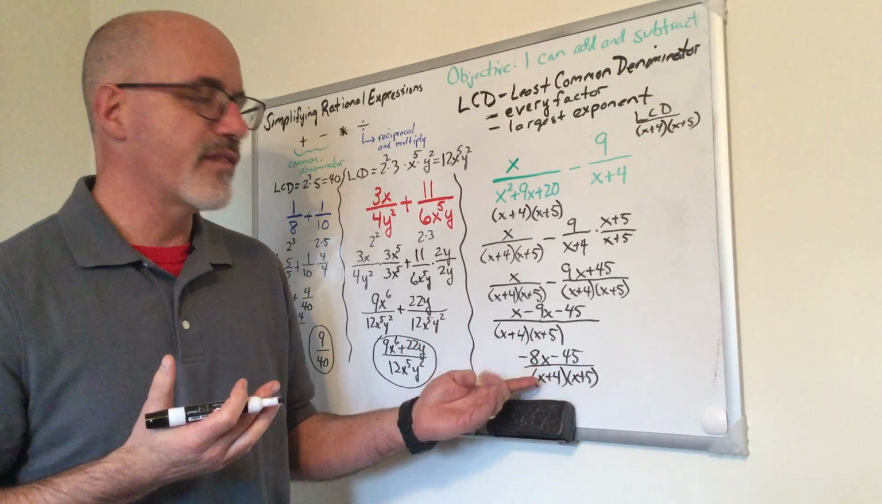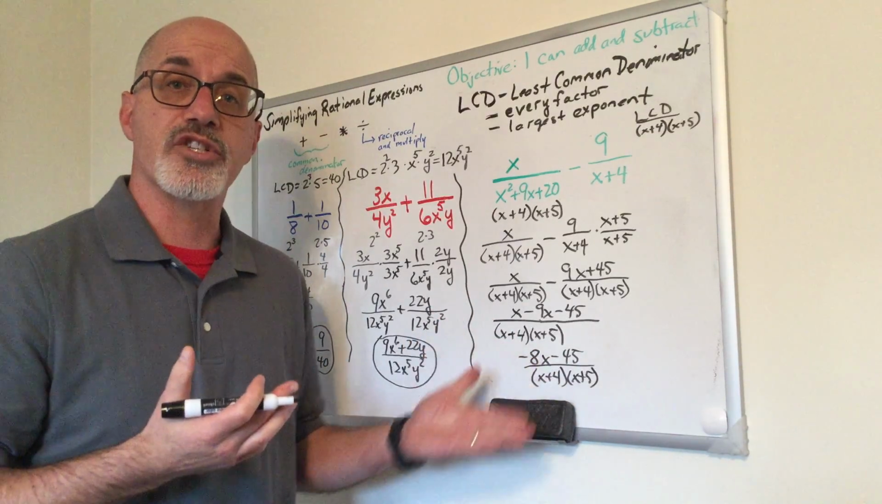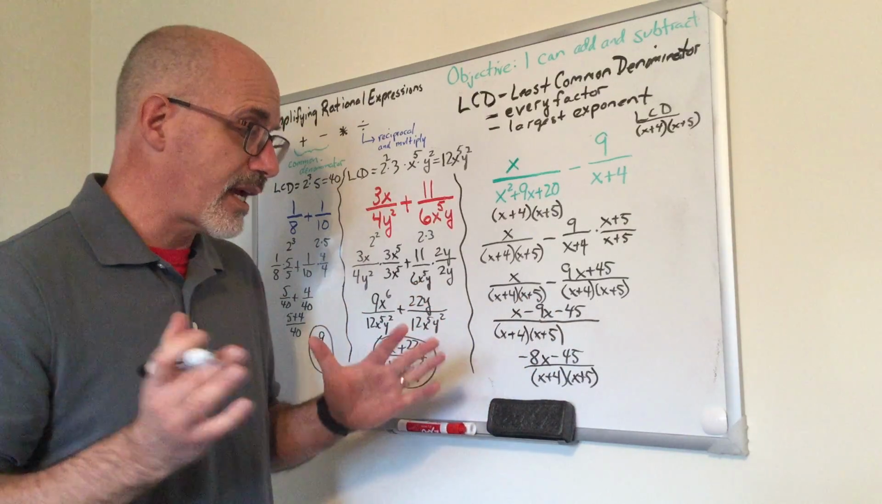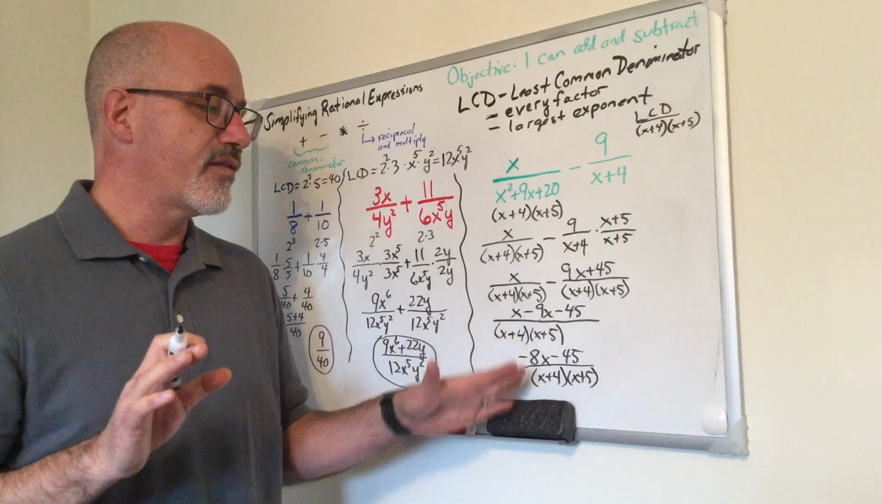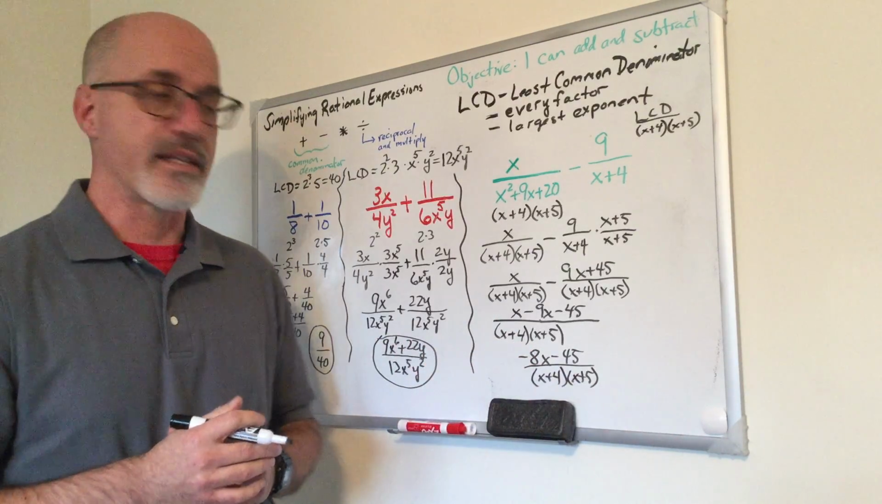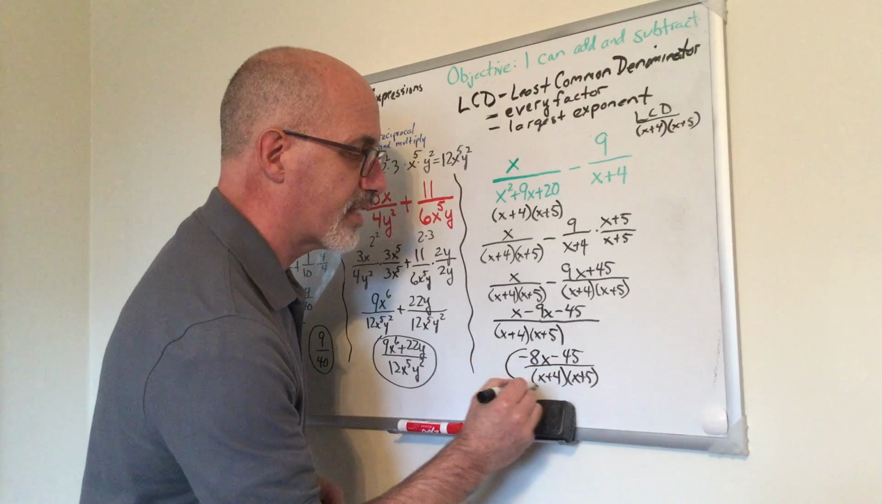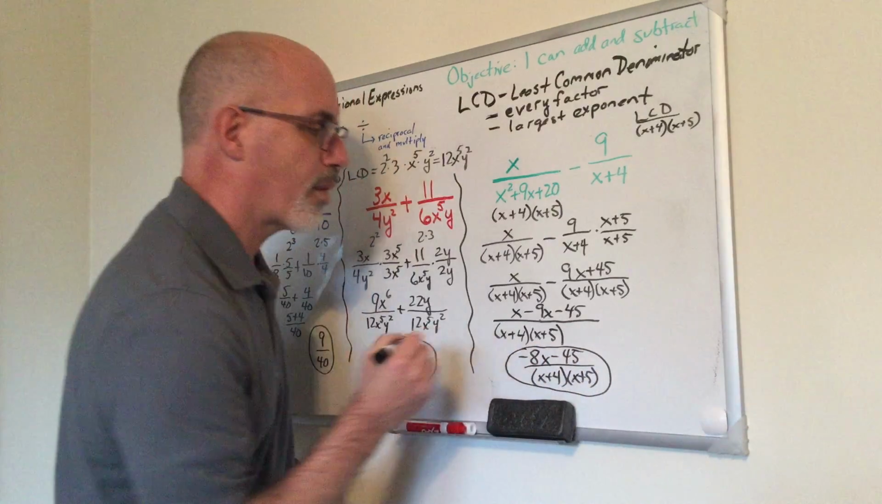It's okay to leave the denominator in factored form so we can check that. Sometimes we might want to simplify it by multiplying it out, but we're going to say you can leave your denominators in factored form like this. So this is our final answer for our problem.